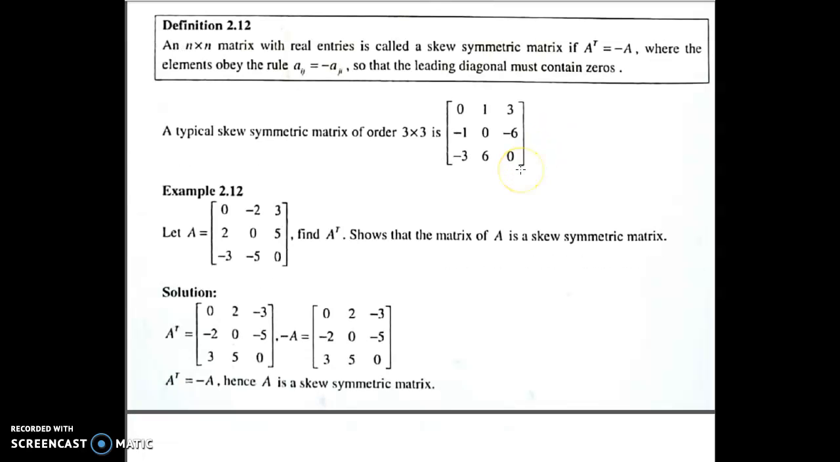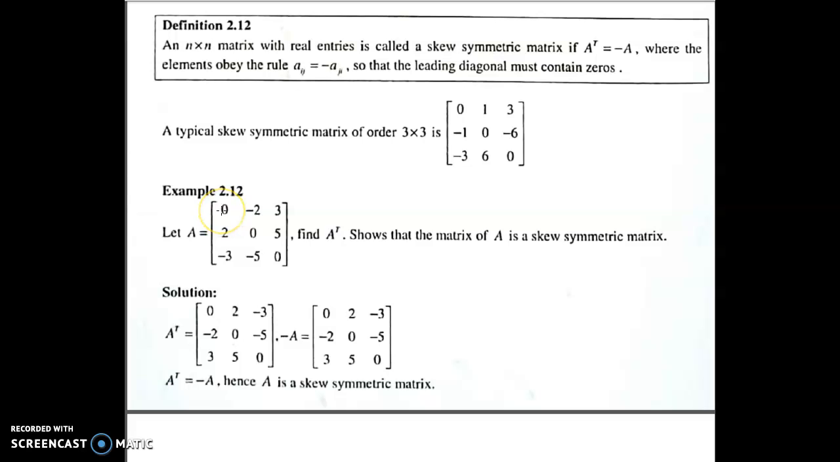Let's look at the example here. So this is the matrix. When you find the transpose, you'll see it still gets the same numbers, still in the same arrangement, right? So we have 0 2 3, 0 2 3, 2 0 5, and 3 5 0. But if you look closely, you will notice that the positive and negative of each element has changed.